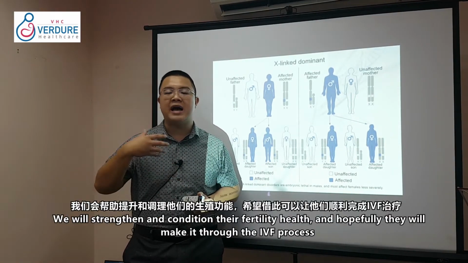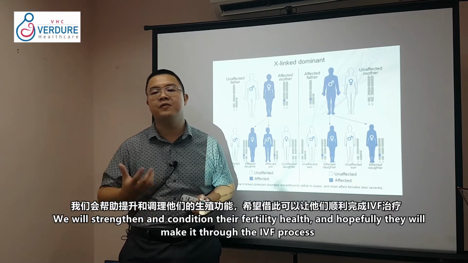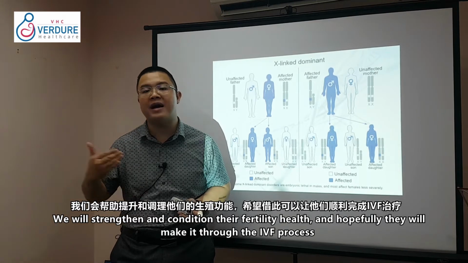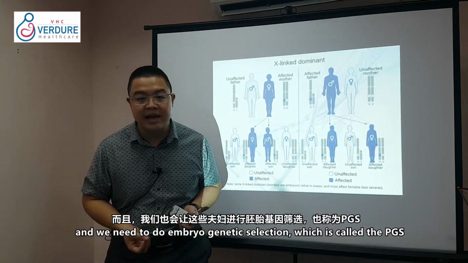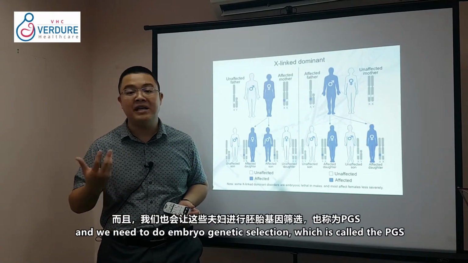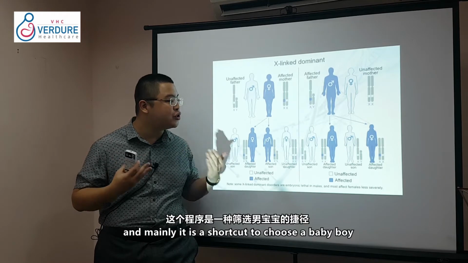Okay, we will strengthen and condition their fertility health, and hopefully they will be able to make it through the IVF process. And we need to do embryo genetic selection, which is called PGS. And mainly there is a shortcut, which is to choose a baby boy.